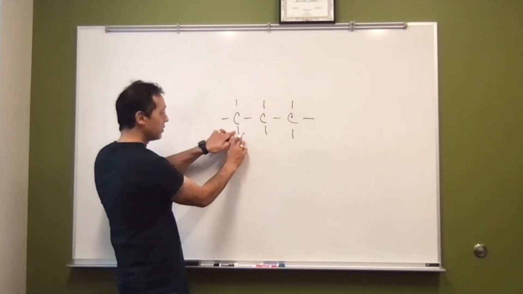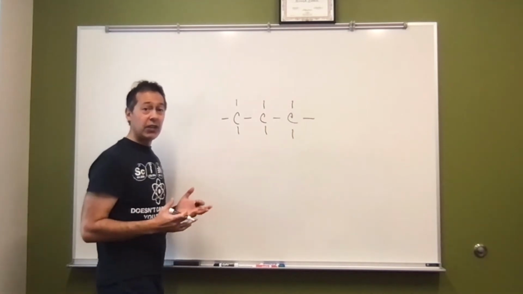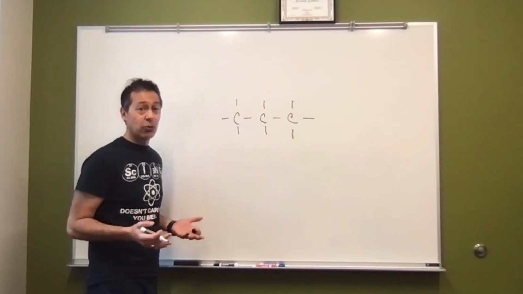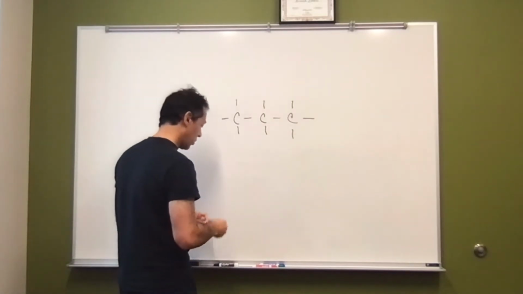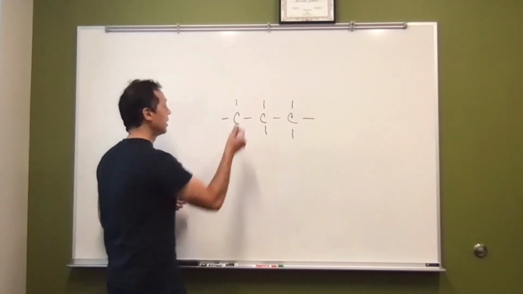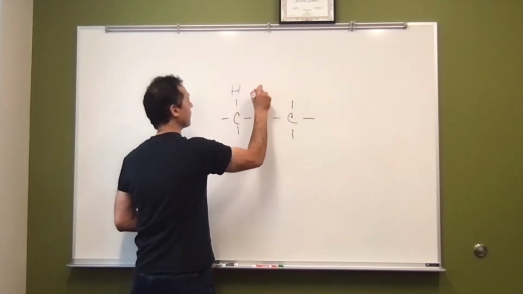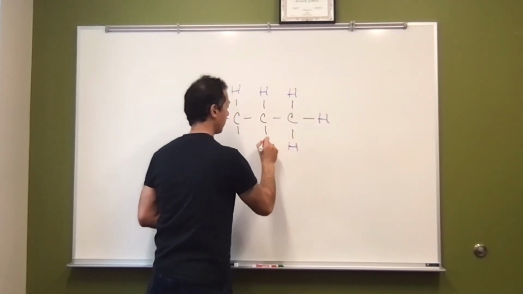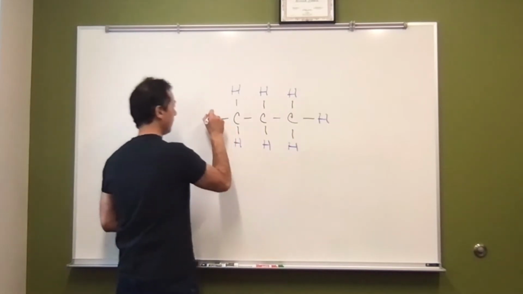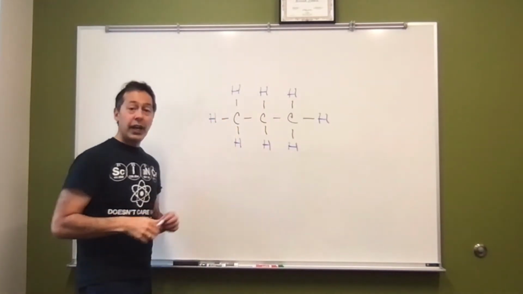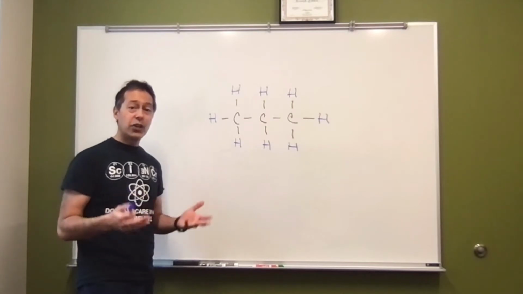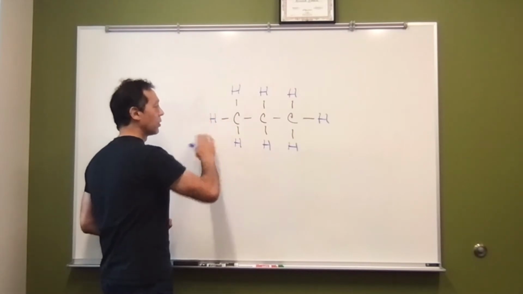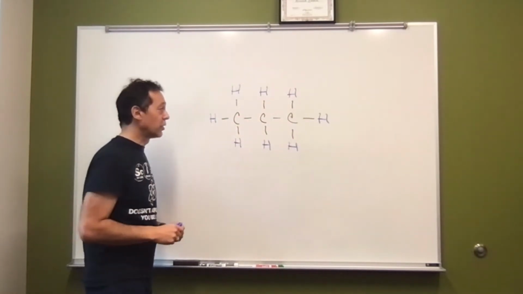Now these bonds coming out that aren't attached to anything, we might fill those in with hydrogen atoms. And sometimes organic chemists are lazy, they don't like to write those in, but we're going to draw in those hydrogen atoms just so that we can see them. And in a previous video, I showed you that hydrogen atoms like to form one single bond. And so here we have hydrogen atoms going all the way around this molecule forming single bonds.